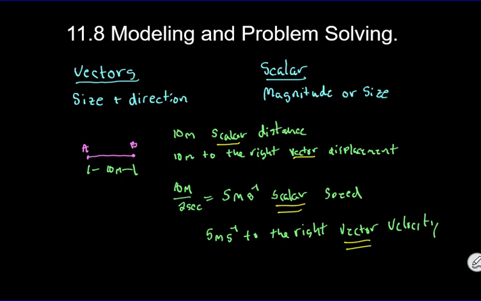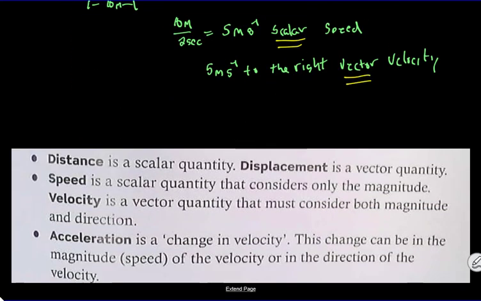And there you go. Just to recap from the book, it says distance is a scalar quantity, displacement is a vector quantity. Speed is the scalar quantity that considers only magnitude. So when we have speed, like we said above, 5 meters per second, we didn't have a direction, it's only the magnitude. But velocity is a vector quantity that must consider both magnitude and direction. So that's the difference between speed and velocity.